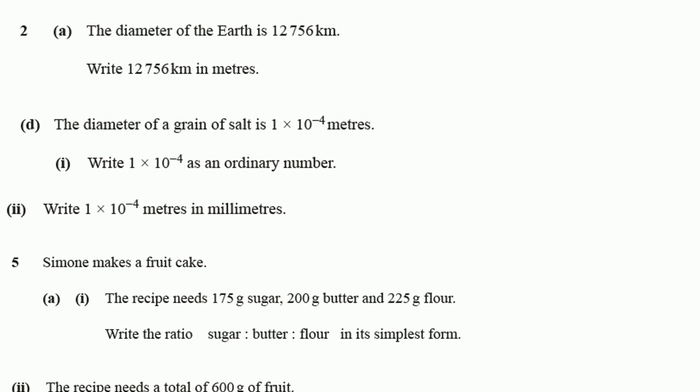The diameter of the Earth is 12,756 kilometers, and I want to write that in meters. 1 kilometer is the same thing as 1,000 meters. So I want to get away from my kilometers. So I'm going to divide by 1. And I'm going to get into my meters, so I times by 1,000. Remember, divide by the kilometers number to go out of kilometers, and times by the meters number to go into meters. 12,756,000 meters.